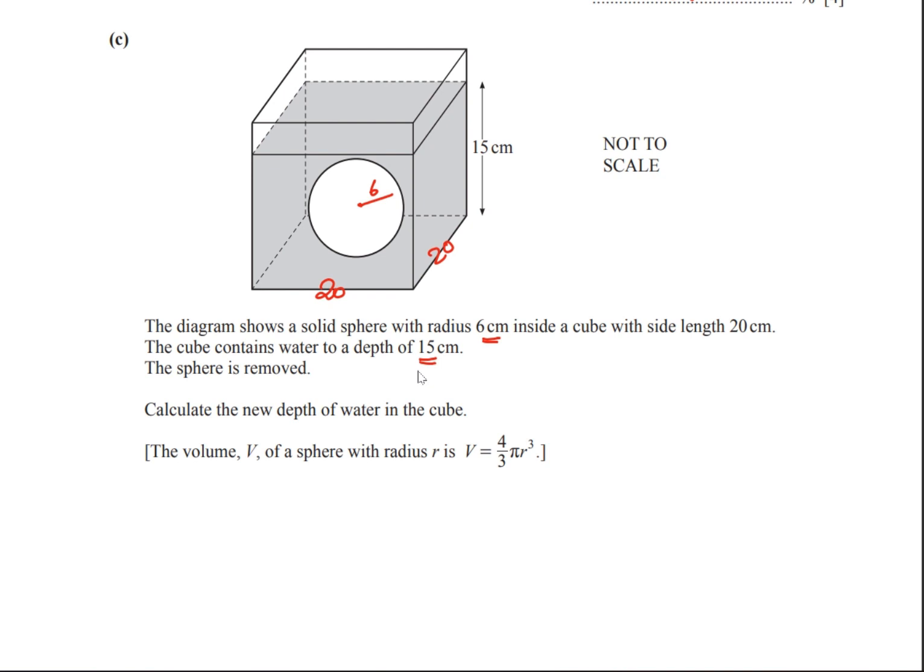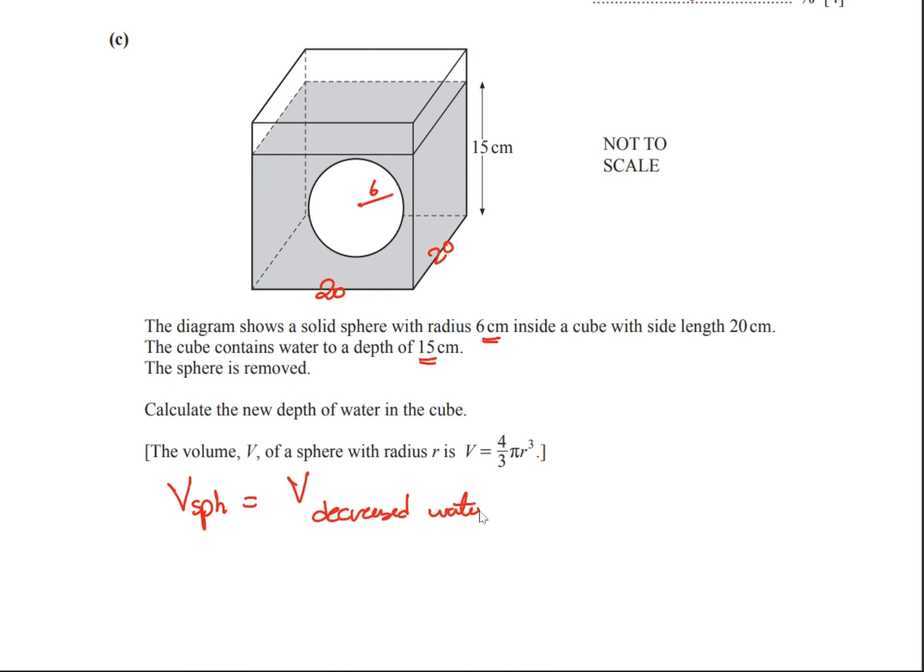What will happen? This is a physics question. Okay, so what will happen if the sphere is removed? The water will be with a less depth. So what is the relation between the sphere which is removed and what will happen to the surface of the water? The volume of the sphere will be the same as the volume of the decreased water.